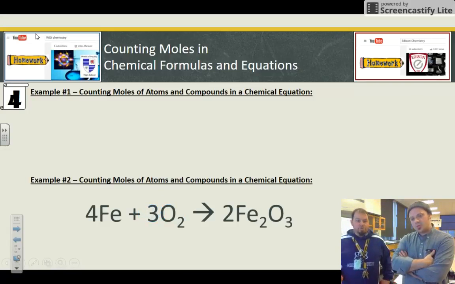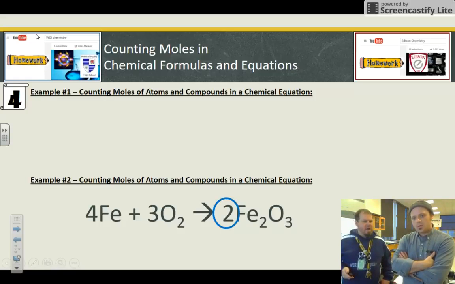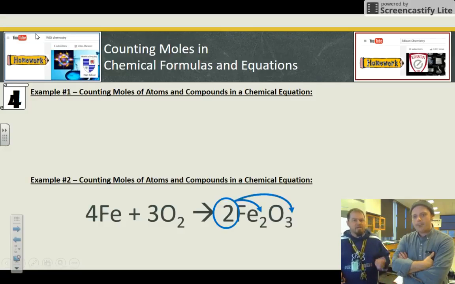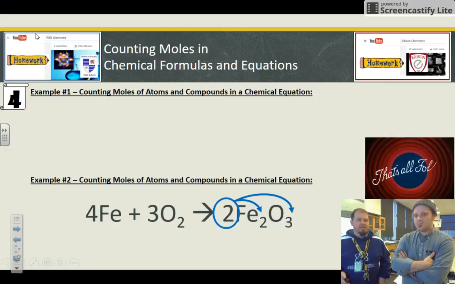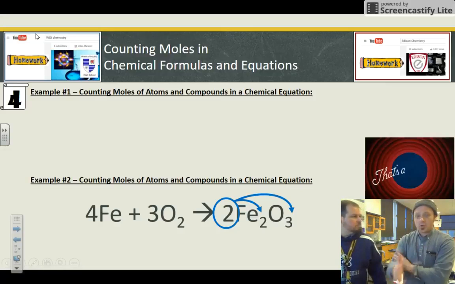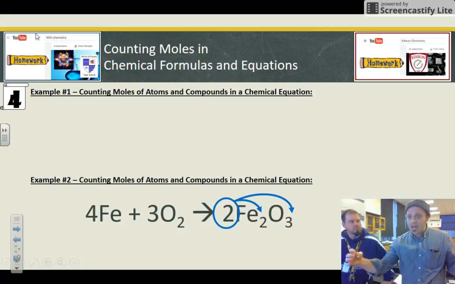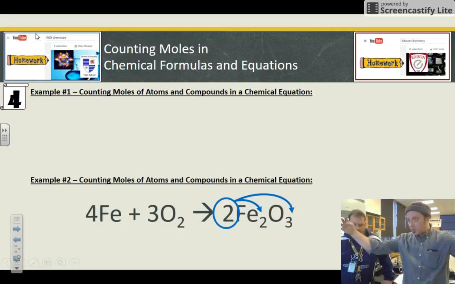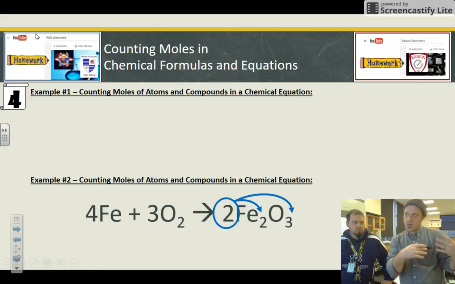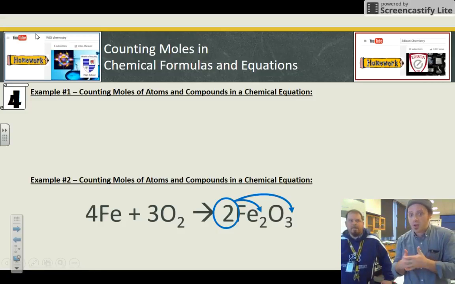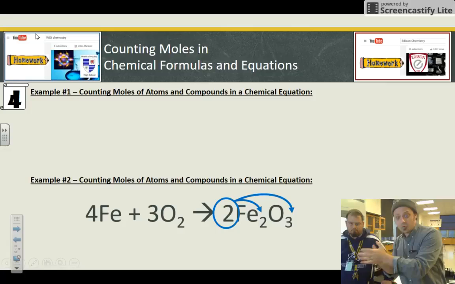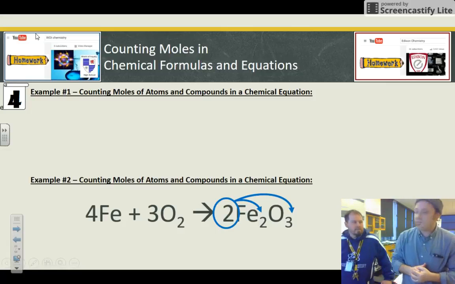React to produce 2 moles of this iron oxide. And I believe it's iron 3 oxide, if I remember correctly. And so 2 distributed to the 2 is 4. There's going to be 4 iron atoms and 6 oxygen. And that's all. So in your practice for this one, it's all about writing out the name of the equation. So you'll see a chemical equation, and I want you to write, 4 moles Fe combined with 3 moles O2 to react to produce 2 moles Fe2O3.